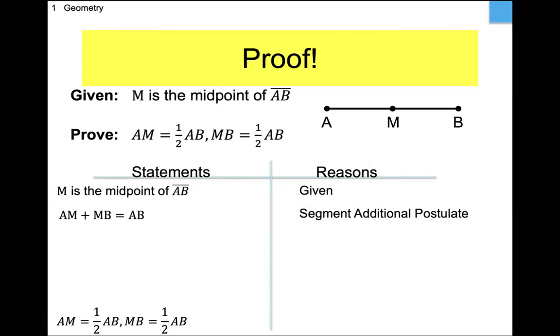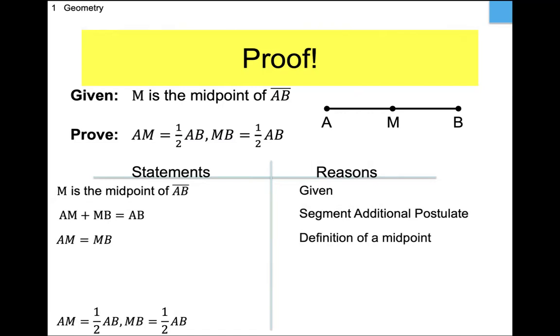So let's see, if M is the midpoint of a segment, I can think of two consequences. First off, a midpoint breaks things into two equal parts. So I can make the statement AM is equal to MB. That's a true statement. And the second consequence, well, I'll go ahead and make that statement right there. That's the definition of a midpoint.